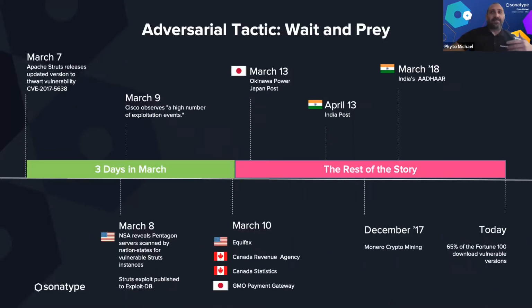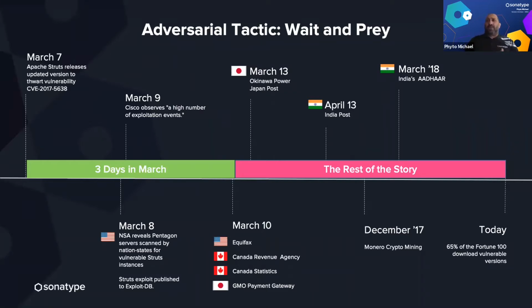So let's quickly look at this, the famous Struts 2. If we look at the speed of this and how it was exploited, really, to show you the speed of how you should develop against it. So in March 7, 2017, I think it was, Struts 2 announced its vulnerability. By the 9th, we've seen a huge increase in exploitable events that led up to that. And literally by March the 10th, we've seen 4 big hacks, which was Equifax, the Canadian Revenue Agency, Canadian Statistics Bureau, and a payment company in Japan. And that was just the tip of the iceberg.